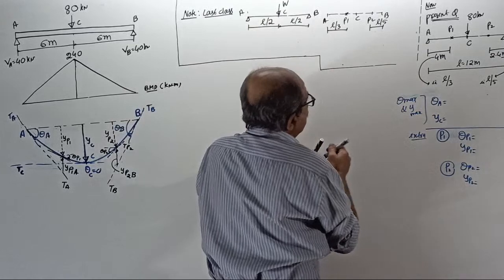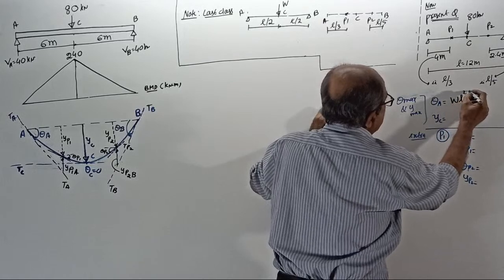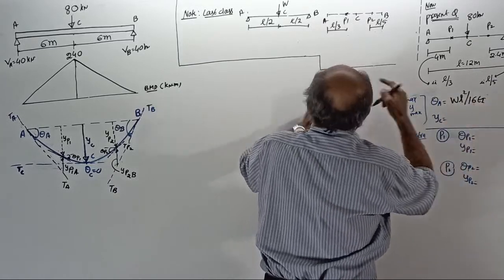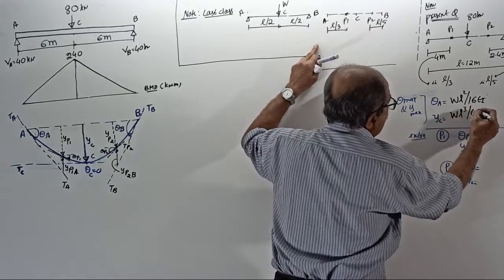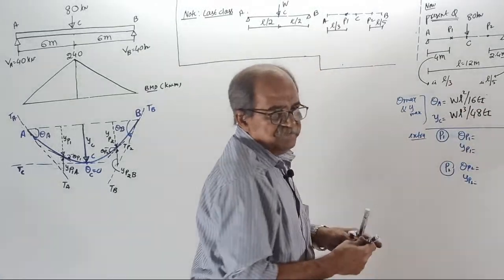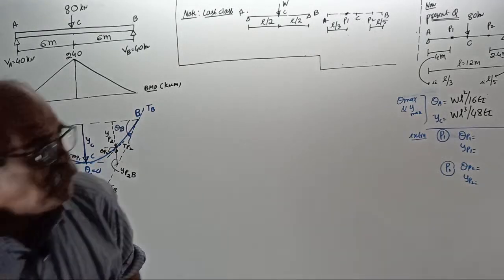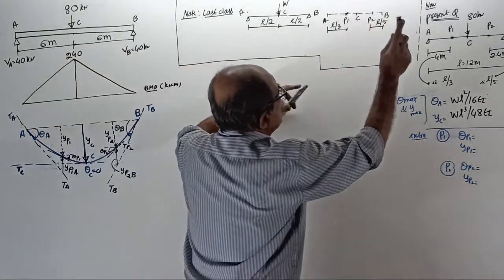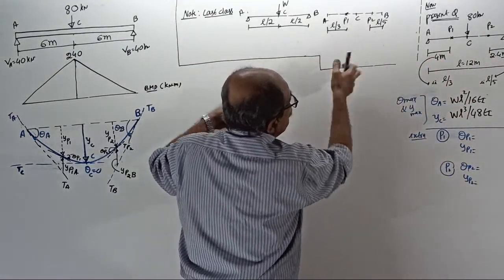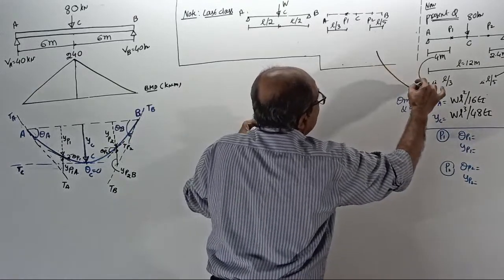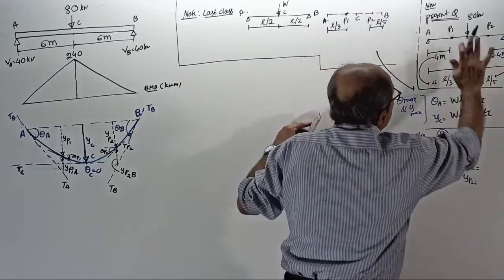If you remember, the maximum slope we got is WL square by 16 EI. The maximum deflection we got is WL cube by 48 EI. Then, in the same question, this is the most important: I had given 2 extra points for you. Anywhere can be given. Don't see that question; I am telling this question.